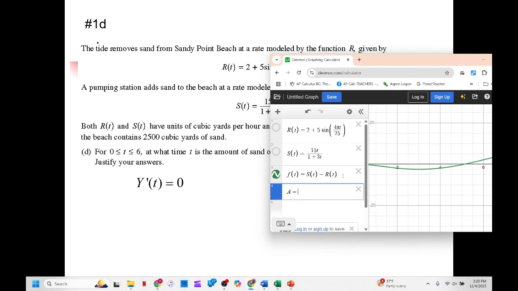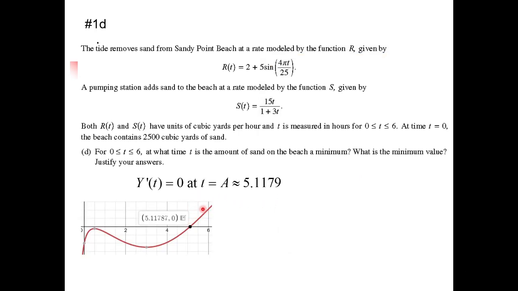I'm going to copy that and store that value. I'm just going to call it A in Desmos and also on paper here. So this is our only critical value on the interval from 0 to 6, at about 5.1179, and that's in hours.